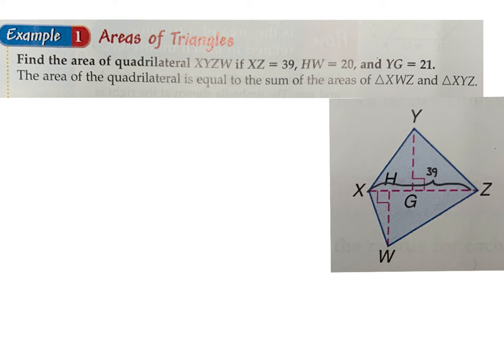H to W is 20. And Y to G here is 21. All right. And so they've given us, I'm going to make, and so you're just going to take the area of the two triangles and add them.